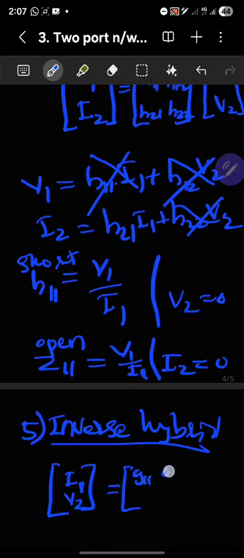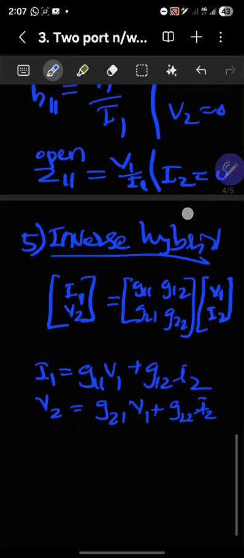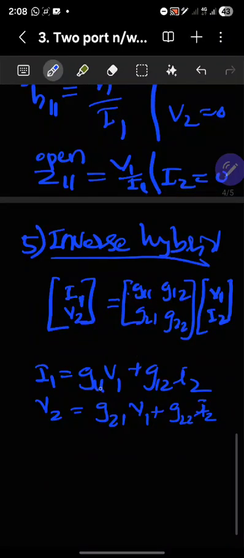Then G parameters G11, G12, G21, G22, and we can write which should be at the top. At top it should always be 1. I1 is already there, so what is missing here? V1, then I2. Hope this is clear. So I1 is G11 V1 plus G12 I2. Then V2 is equal to G21 V1 plus G22 I2. Hope this is clear.